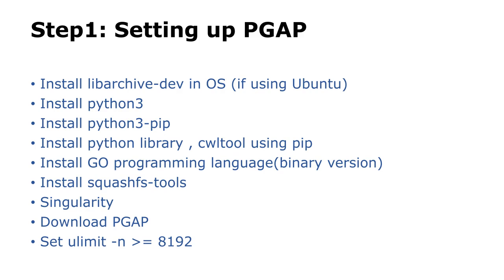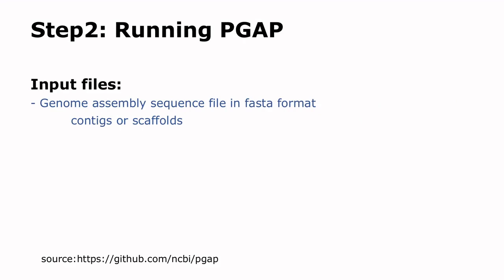So once you are done with the PGAP setup, you need to have your input files ready. For the input files, you need to have a genome assembly sequence file. This is the file you are going to annotate. If you've not watched my genome assembly video tutorial, it's right here and you can watch. The genome assembly will generate contigs for you. You can also use scaffolds or reference guided scaffolds to perform the genome annotation as well.